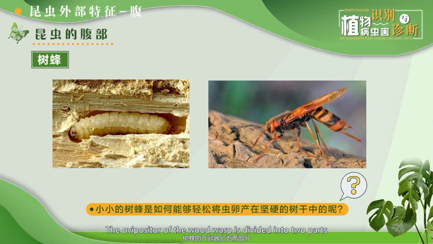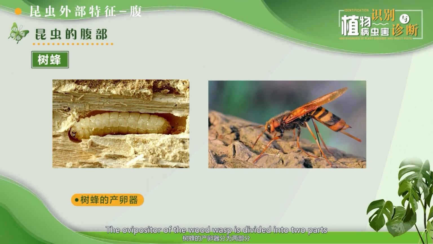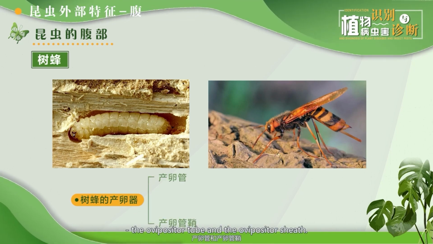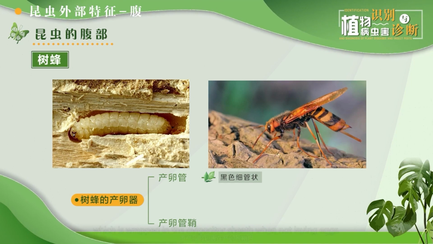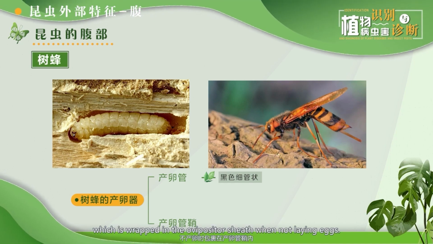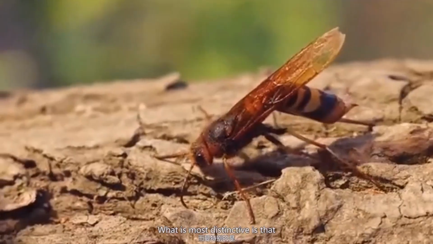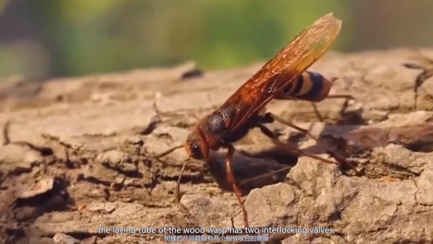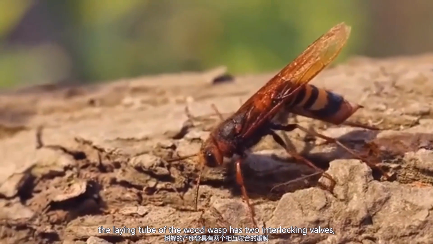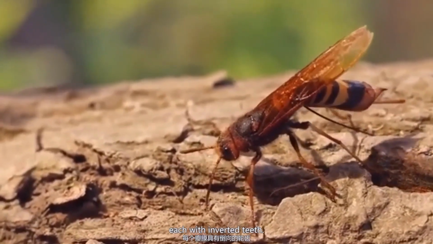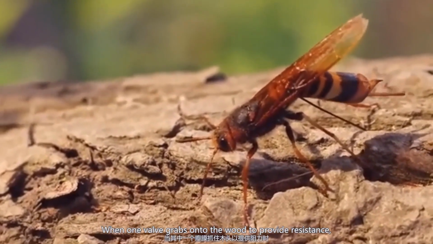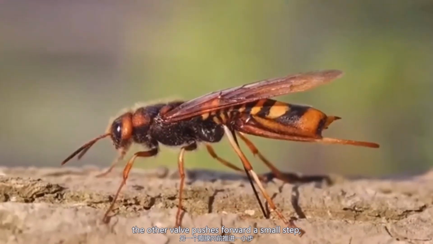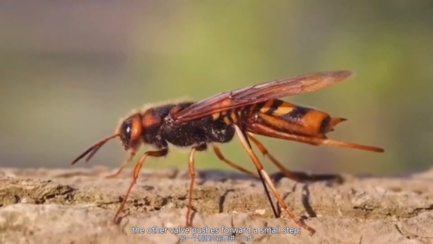The ovipositor of the wood wasp is divided into 2 parts, the ovipositor tube and the ovipositor sheath. The ovipositor tube is a thin black tube, which is wrapped in the ovipositor sheath when not laying eggs. What is most distinctive is that the laying tube of the wood wasp has 2 interlocking valves, each with inverted teeth. When one valve grabs onto the wood to provide resistance, the other valve pushes forward a small step.